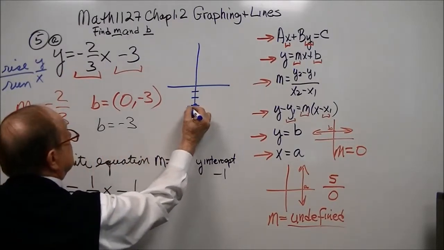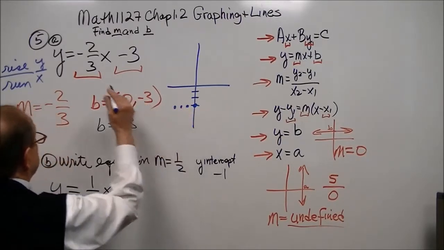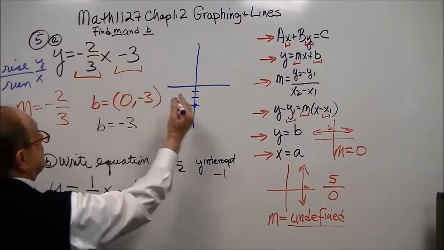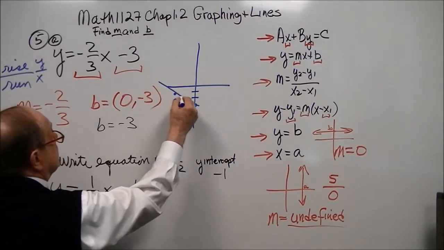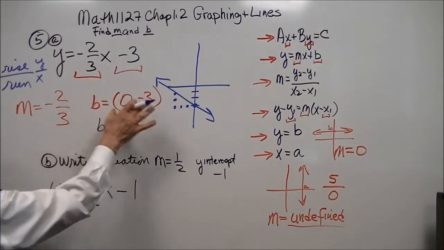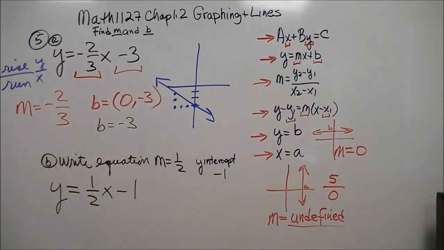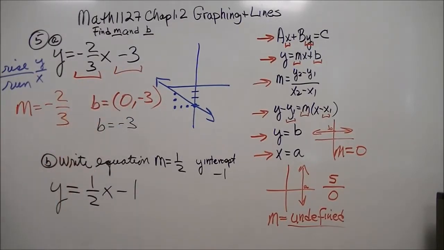So I always do it this way. Go negative 1, 2, 3, and then I'm going to do my rise of a positive 2. And then this would be the graph using slope-intercept to graph it. Two steps, the y-intercept first, then your slope.